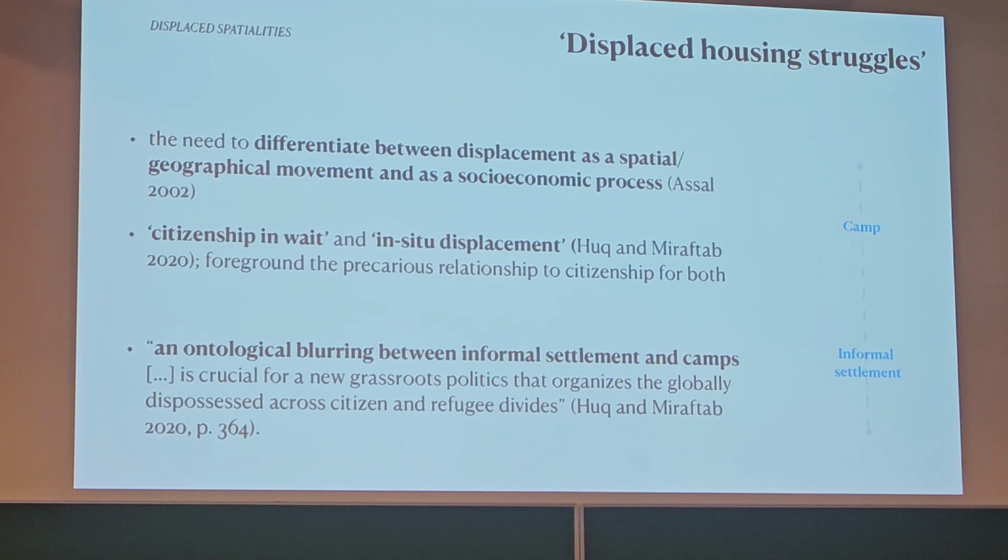And they called for a blurring between the space of the camp and the space of the informal settlement as such, because these processes are quite similar. And we have to ontologically blur the two so that we don't think of them as a particular form of exception, but we can see the connections between the two, and hence also the solidarities that could exist between displaced citizens and non-citizens.